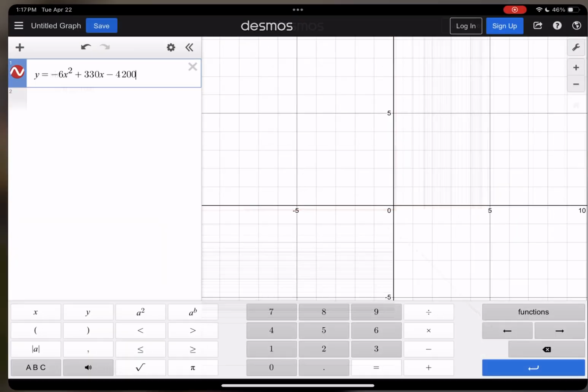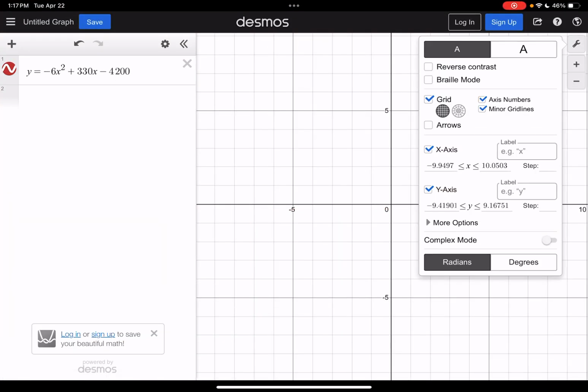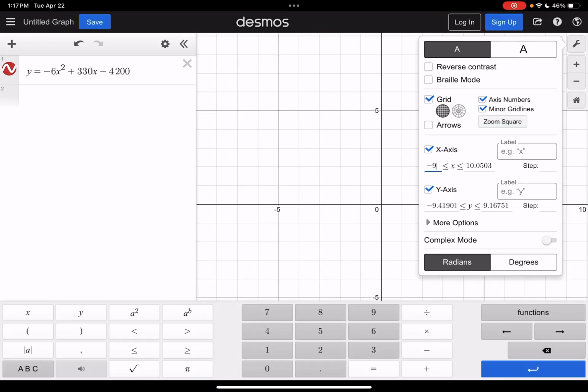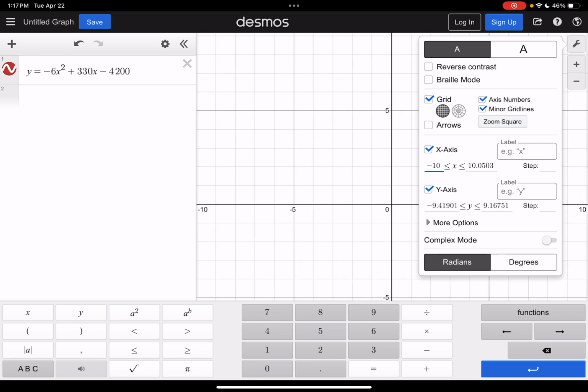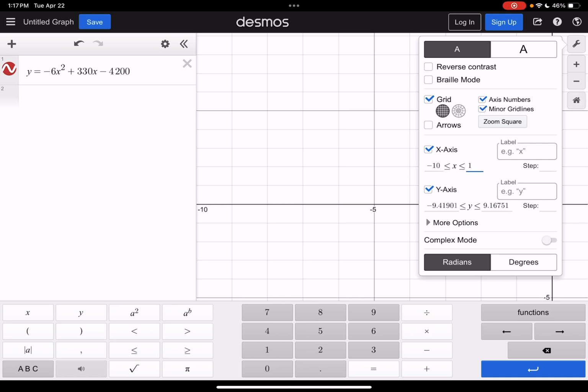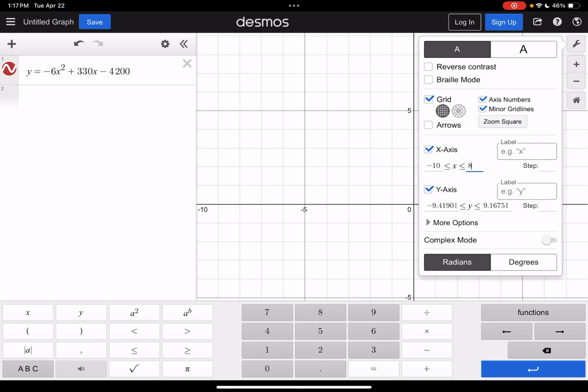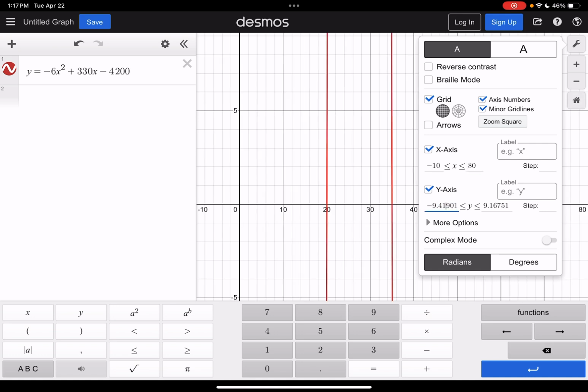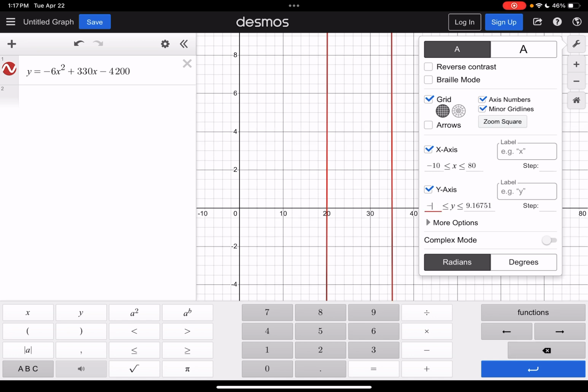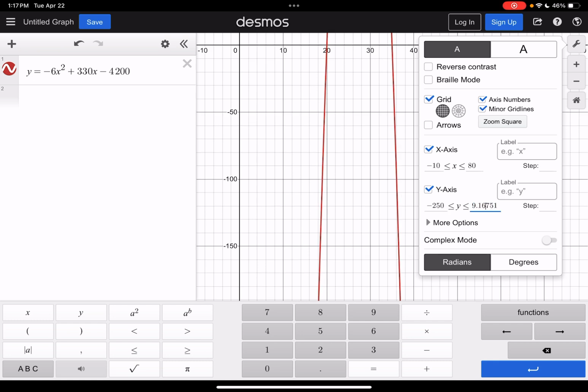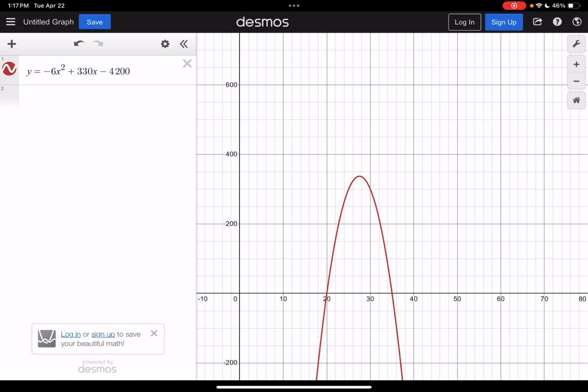And to do that, at the top, you can go to graph settings, and I recommend you change X to be from negative 10, right? Changing these values here up to 80. And then for Y, we're going to change them from negative 250 up to 750. And now our graph looks like this, right?